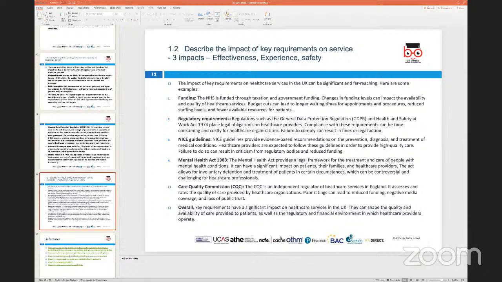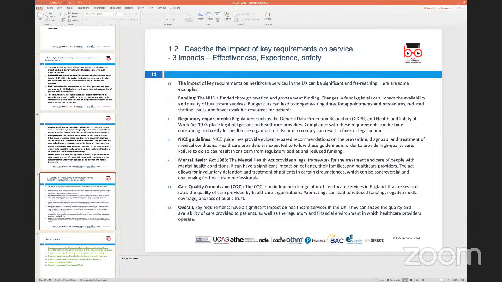So when we talk about the impacts we have to look at in terms of key requirements on healthcare services, it is the quality and effectiveness of healthcare delivery that we need to look at. Now, from an assessment criteria point of view, 1.2, we need to discuss this impact from the point of view of legislation and policy, which we studied in Learning Outcome 1. We need to relate to government policies and legislation, and how they play a significant role in shaping these healthcare services.